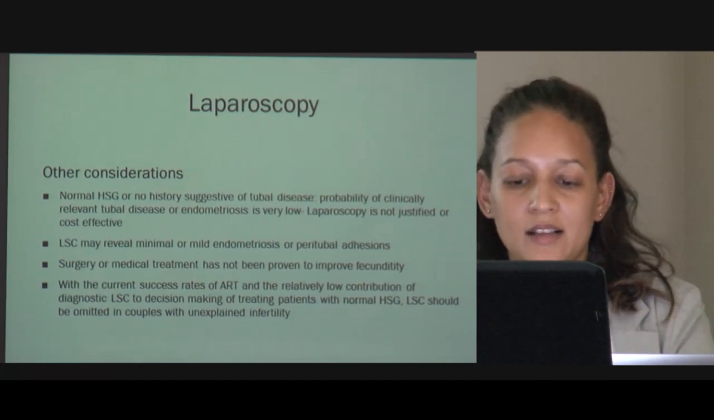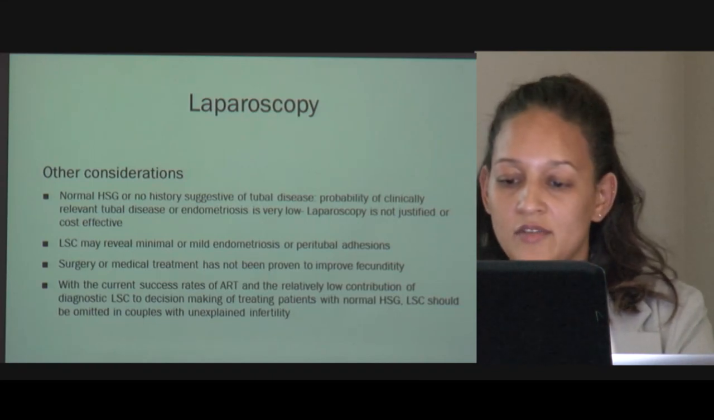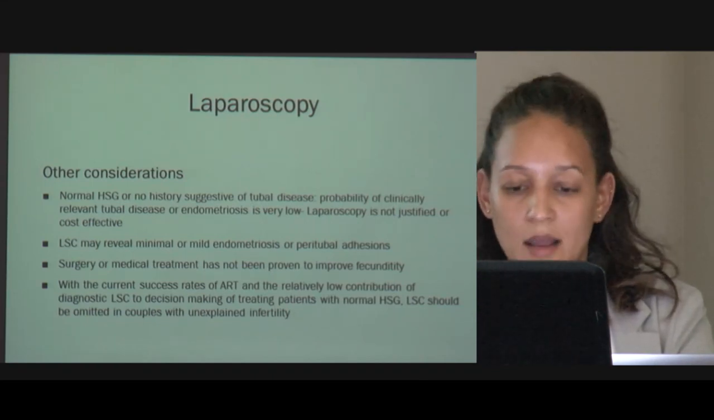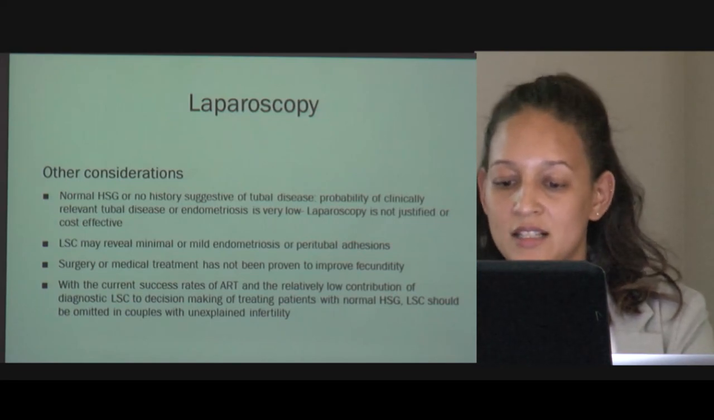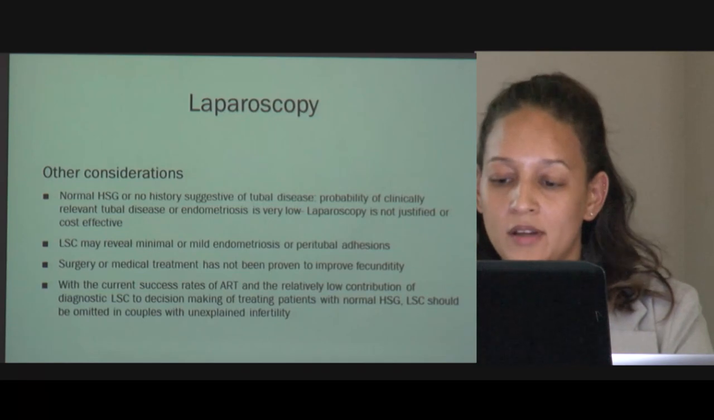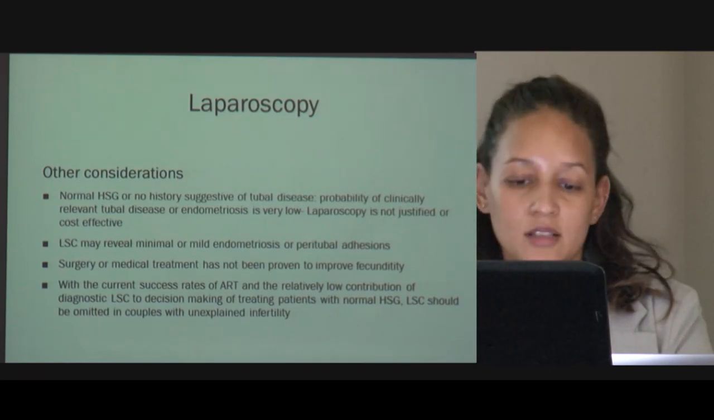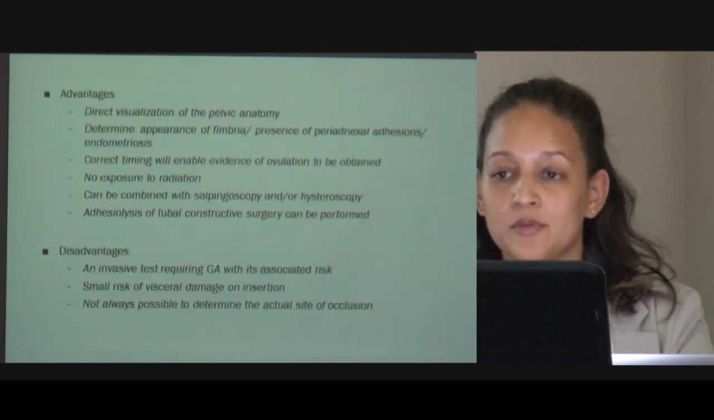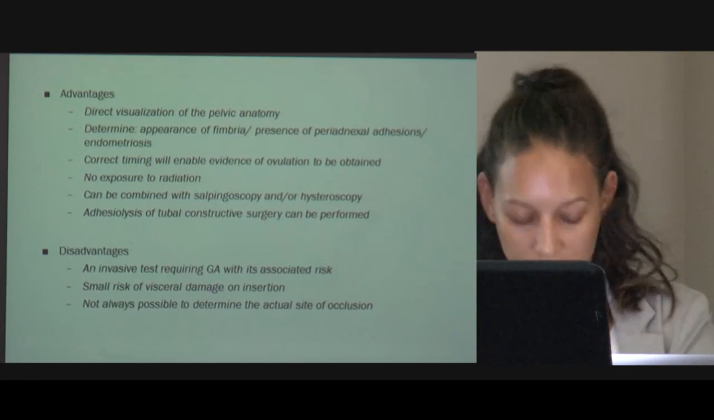However, with the current success rates of ART and the relatively low contribution of diagnostic laparoscopy to decision-making of treating patients with normal HSG, laparoscopic investigation should not be omitted in couples with unexplained infertility.